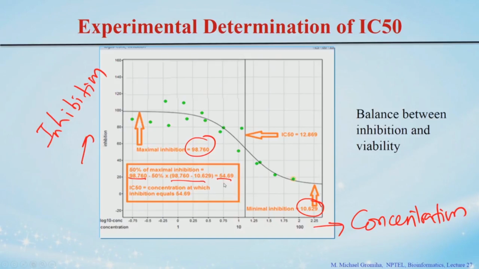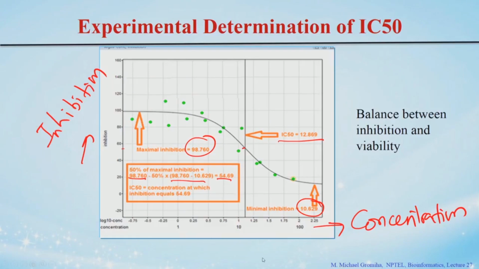Then we go with this 54.69 percentage, so it is somewhere here, right. If you look here, this is the place where we touch the curve. So, this is the concentration, about 12.869, right. This is how we get the IC50 values. So, for this compound the IC50 value is 12.869. If you take the log value, this will be 1 point something, right.